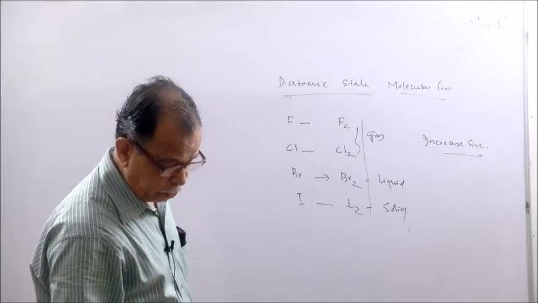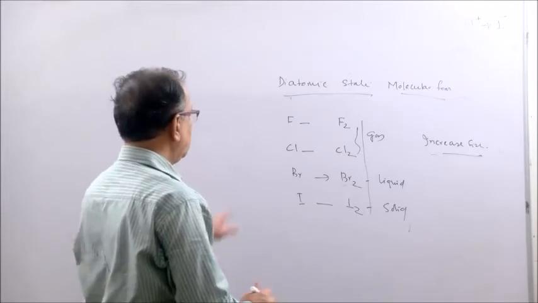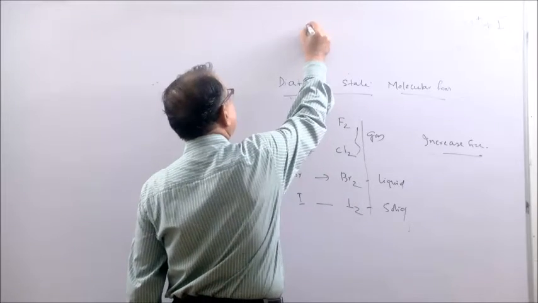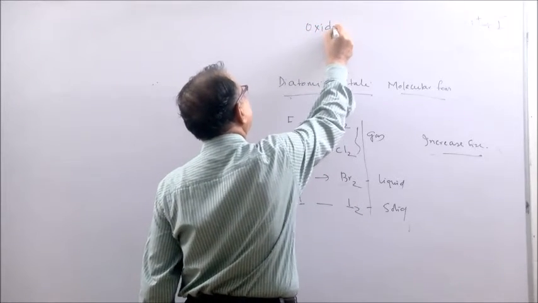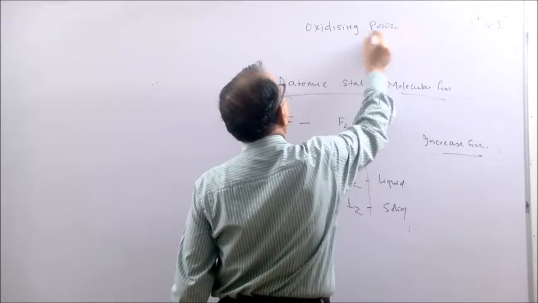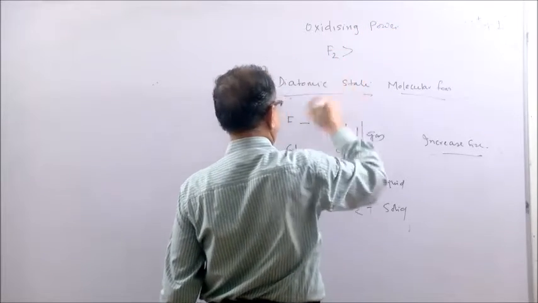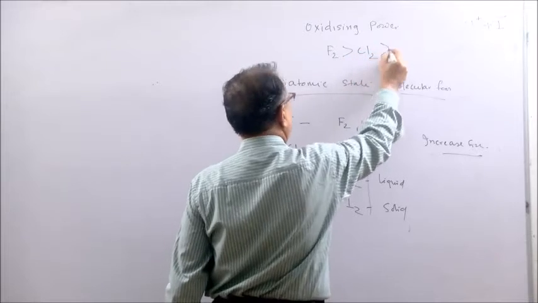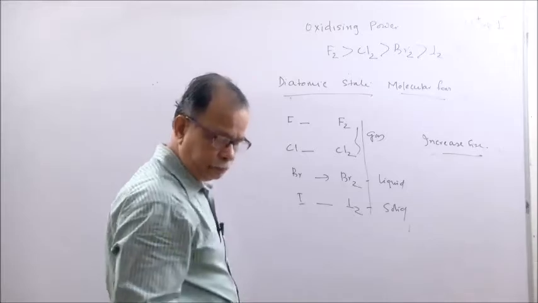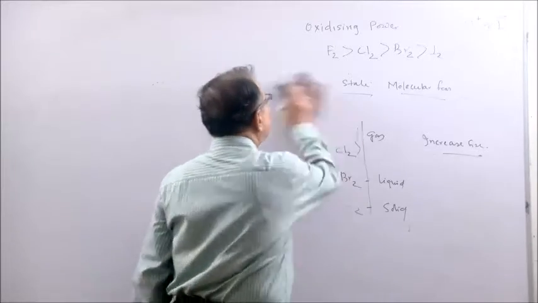Next, the oxidizing power. Why is fluorine a stronger oxidizing agent than iodine? The oxidizing power of fluorine is greater than chlorine, then bromine, and iodine. Why? That is the question.